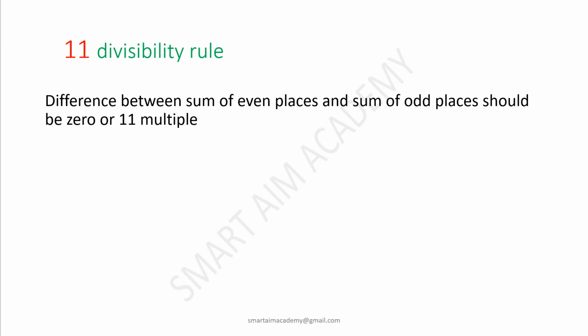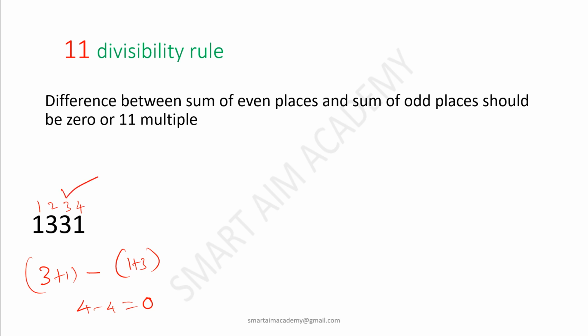Next one, the 11 divisibility rule. The difference between the sum of even places and the sum of odd places should be 0 or a multiple of 11. For example, 1331. Places 1, 2, 3, 4. Even places are the 2nd and 4th places, odd places are the 1st and 3rd places. The difference: even places 3 plus 1, minus odd places 1 plus 3. 4 minus 4 is 0. So 1331 is divisible by 11.